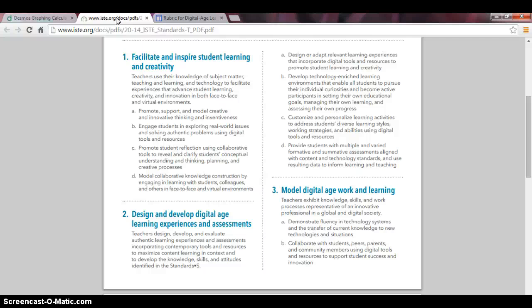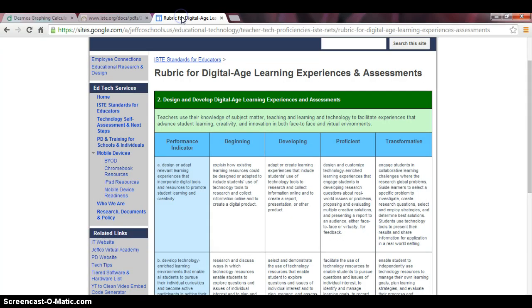And this particular one I think revolves around A, design or adapt relevant learning experiences that incorporate digital tools and resources to promote student learning and creativity. This enables the students to discover the learning on their own instead of me telling them what happens with the graphs. So when we look at the rubric for A, which I had just read to you, design or adapt relevant learning experiences that incorporate digital tools and resources to promote student learning and creativity.